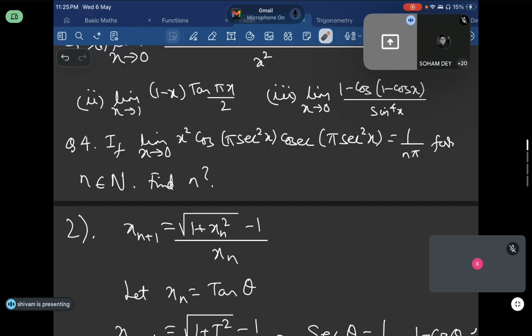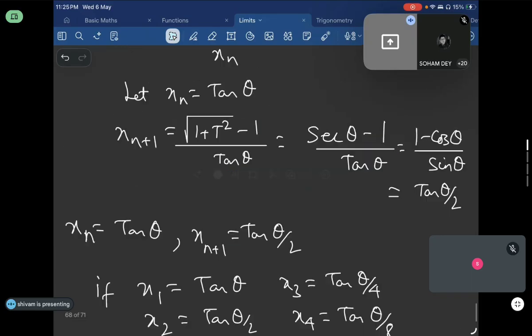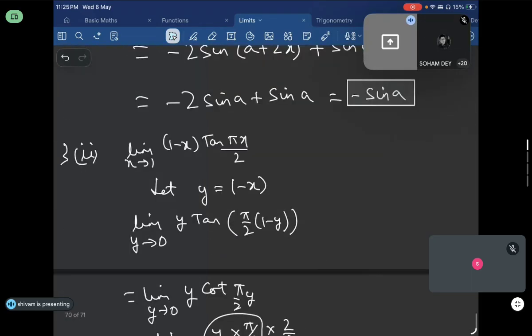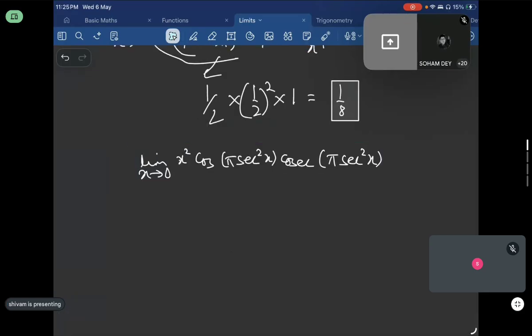Okay, so everyone pay attention. Over here, what do we get? Limit x tends to 0, x square into cos of pi sec square x into cosec of pi sec square x. When you substitute x equal to 0, you need to understand where is the indeterminate form. You have got sec 0 as 1 and cos pi, so over here we don't have any indeterminate form. Over here, we have indeterminate form. So let us convert this.